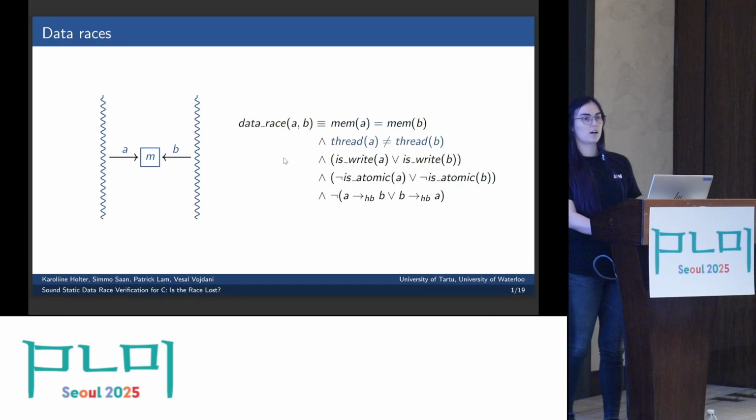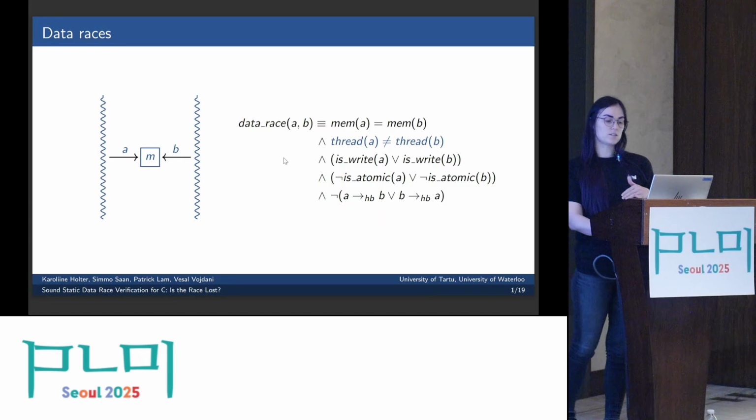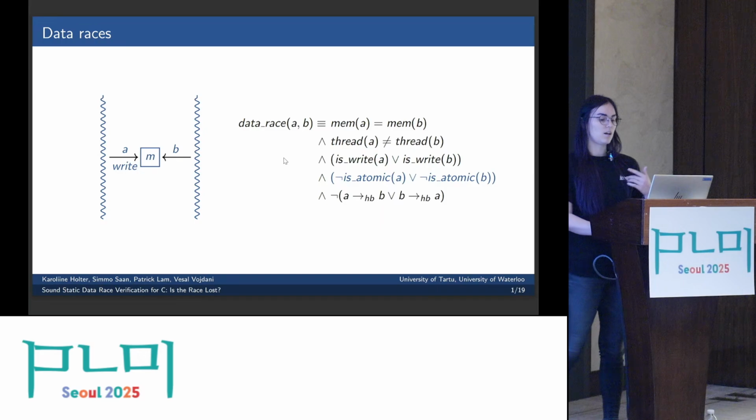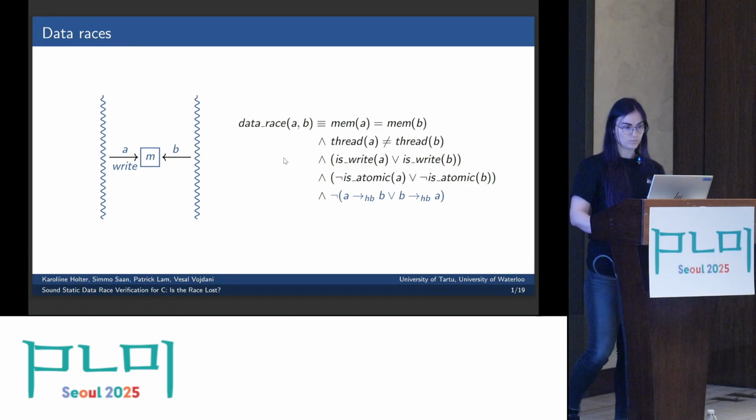The accesses are done by different threads. At least one of the accesses is a write. At least one of the accesses is non-atomic. And there is no happens-before relation between those accesses, so there's no synchronization.